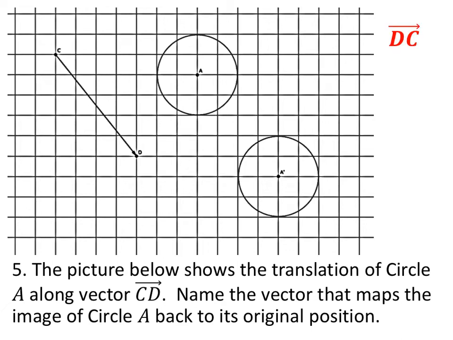The answer is DC, because CD was going down and to the right. Now we need to change this so that it's going up and to the left, so we're just going to reverse the order from D to C, which would, of course, change that direction of that arrow. But again, the order of these vectors does change the direction, so be very careful with how you read these.